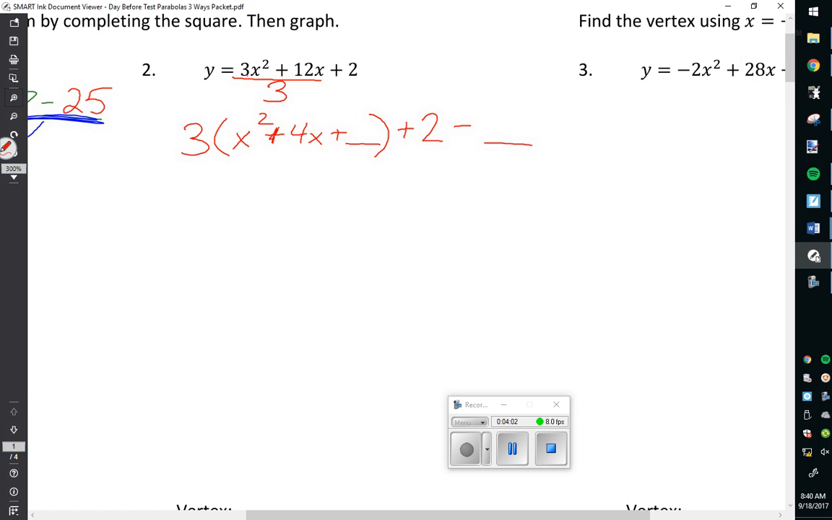That's step 1. Step 2 is filling in our blanks with half of b squared. So Bridget, what number am I cutting in half and squaring? 4. What's half of 4 going to be? Half of 4 is 2, and then 2 squared.